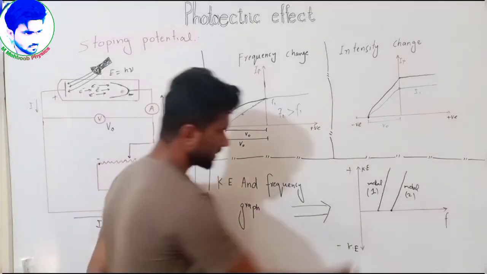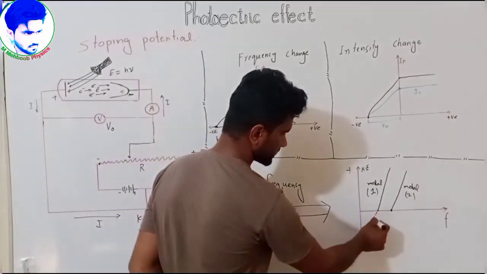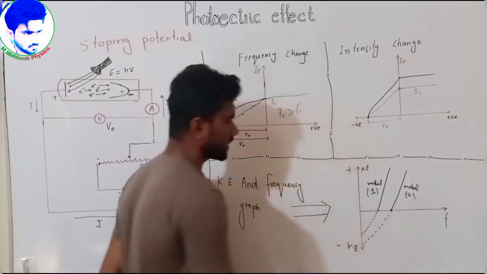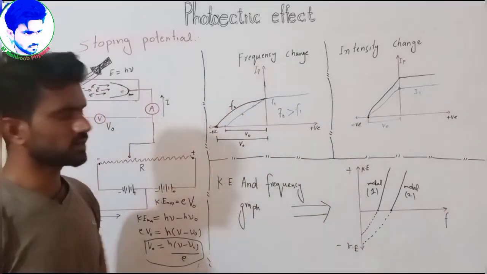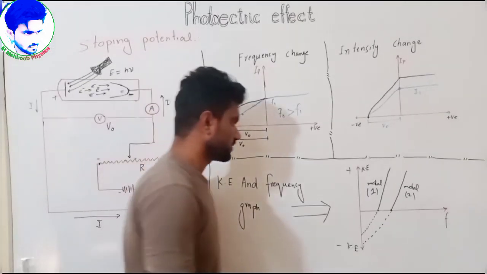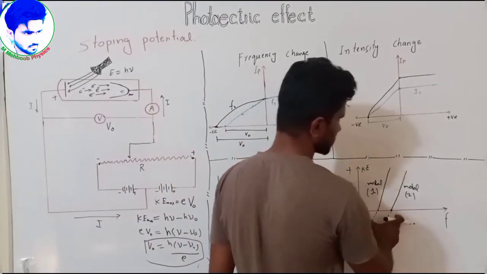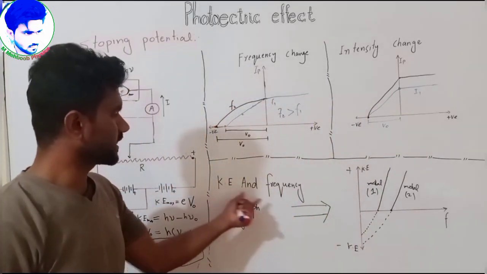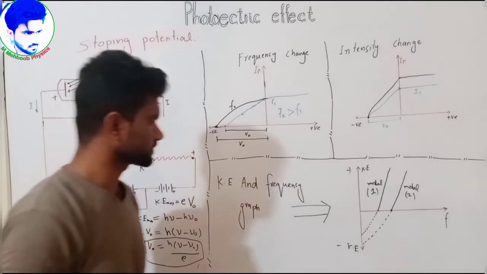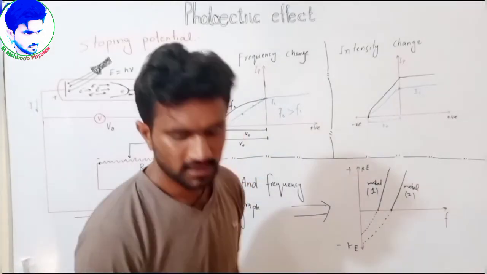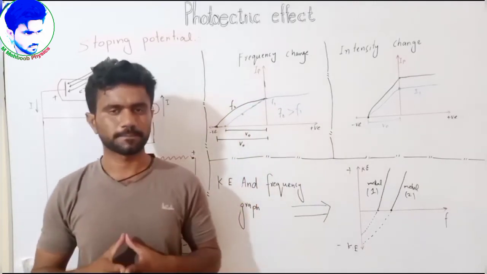And also, if we draw this graph toward this side, it also has negative values of kinetic energy, but kinetic energy will not actually be negative here. So we can say that this is the graphical representation of kinetic energy and frequency. So that was basically the photoelectric effect.